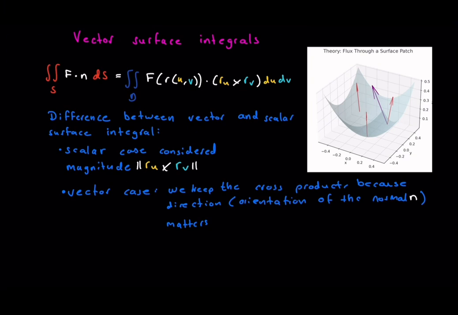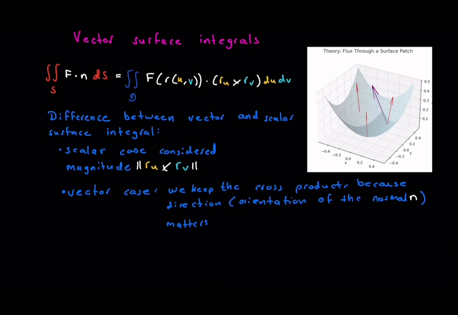Now let's move on to vector surface integrals, or flux. Here we're asking how much of a vector field actually flows through a surface. Think of fluid through a net. If the field is tangent, no fluid passes through. If it's perpendicular, it passes completely. That's why we take the dot product of the field F with the surface normal n.